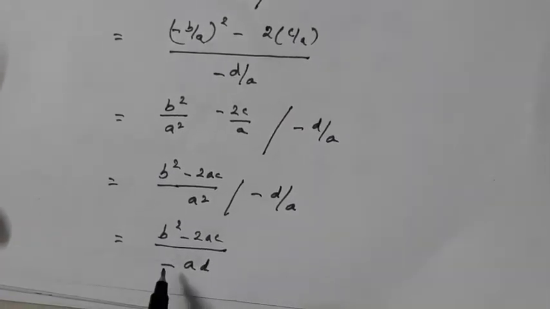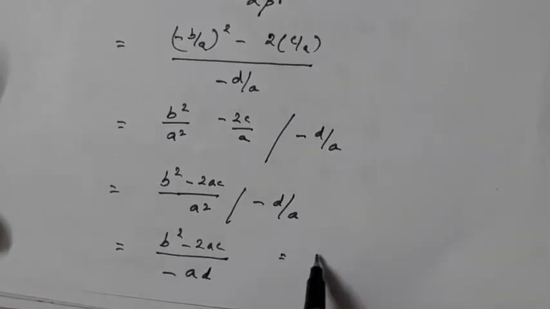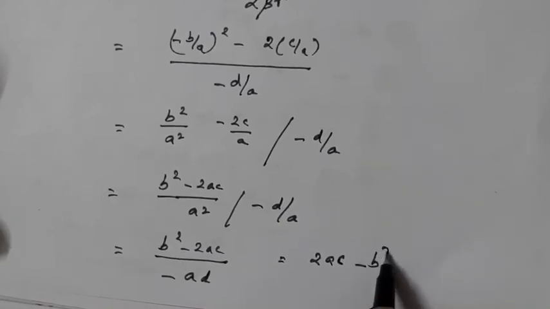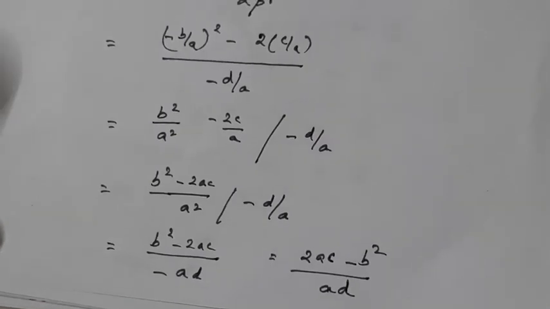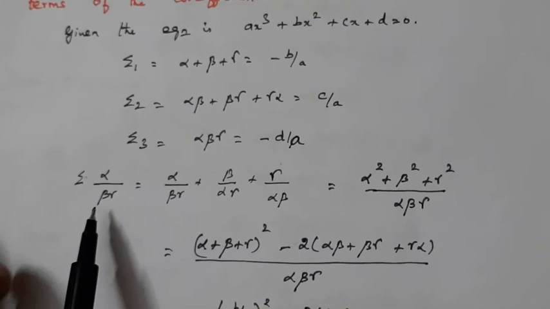Okay. So let us move this minus into the numerator to avoid the minus sign. So what you will have? It will be 2ac minus b squared divided by ad. So this is the value of this summation sigma alpha by beta gamma.